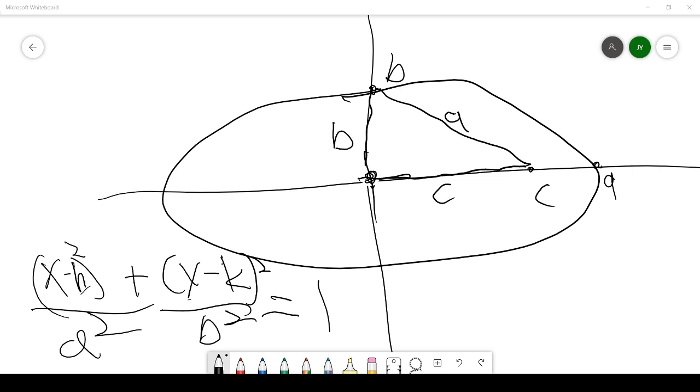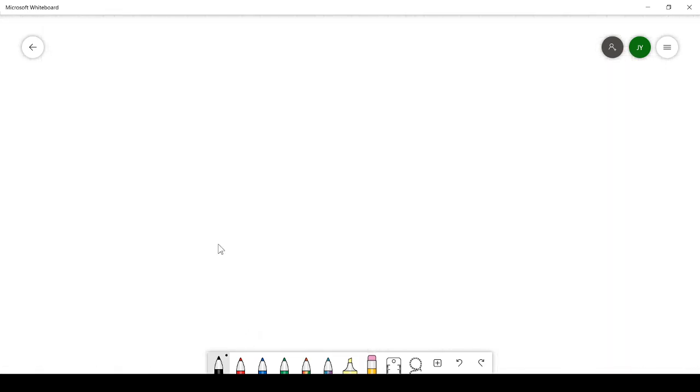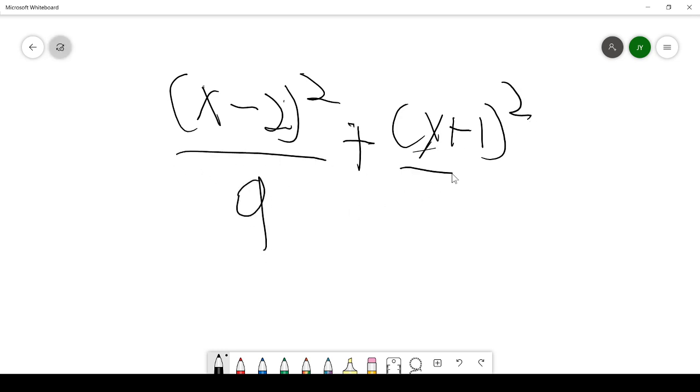Now, let's try graphing an ellipse. So let's say you get an equation, just going to make this one up really quick. (x - 2)² / 9 + (y + 1)² / 4 = 1.